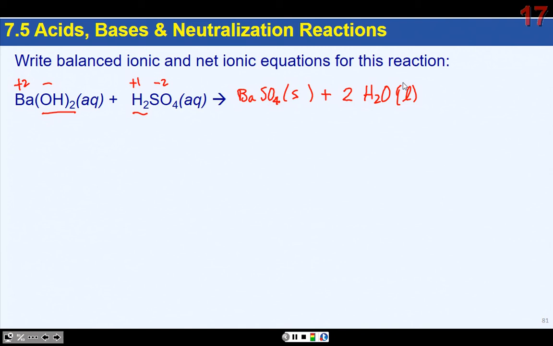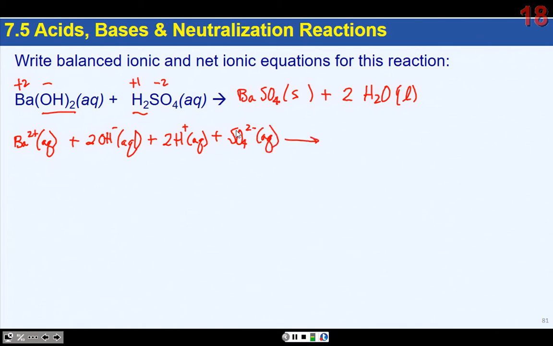Now we need to write the ionic equation. Oh boy, these take a lot of patience, so be ready. So we'll separate all the aqueous substances into their component ions. So we have barium, +2 aqueous, 2 hydroxides, -1 ions that are aqueous, 2 hydrogen ions, aqueous, and 1 sulfate ion, aqueous.